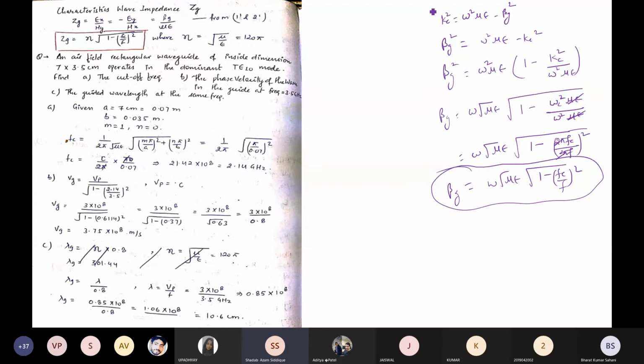We have one equation and we are able to find the cutoff frequency as well as this one. To get the cutoff frequency, just take beta g equal to 0. There is no propagation at all. If propagation is there, then this will be the equation, and beta g will be there.